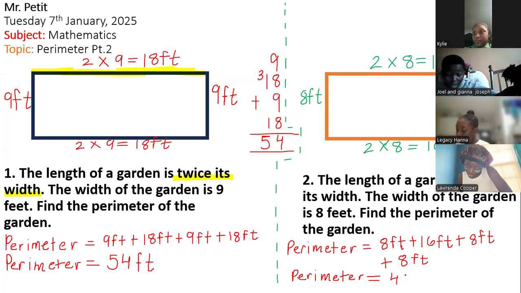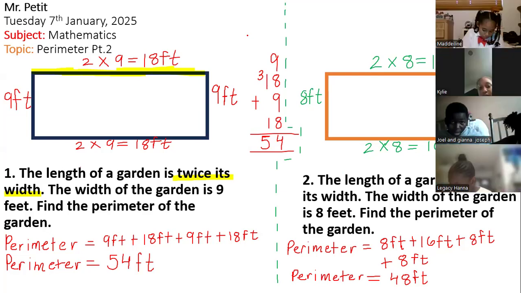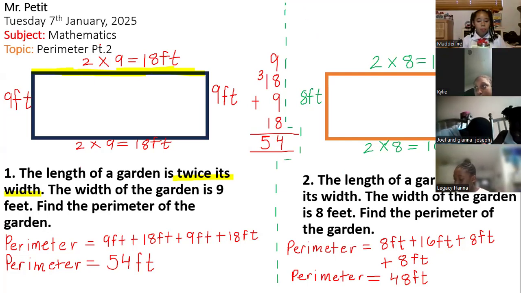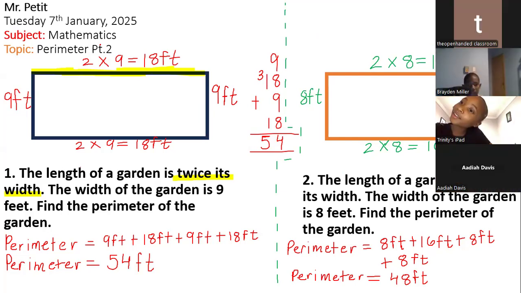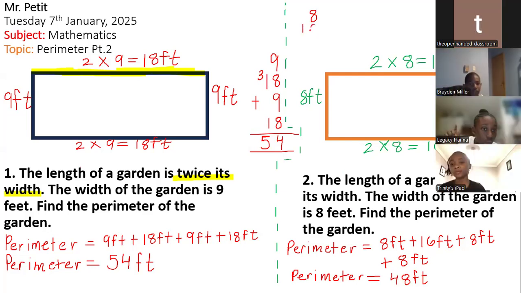Who else got 40? Adaya. I have 40. So is it 40 or 48? All right, so let's check. Who's saying 40? Adaya, and who else? Me. Trinity. Okay. Who was saying 48? Me. Legacy. Okay.